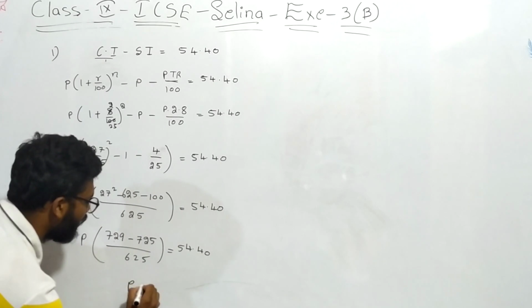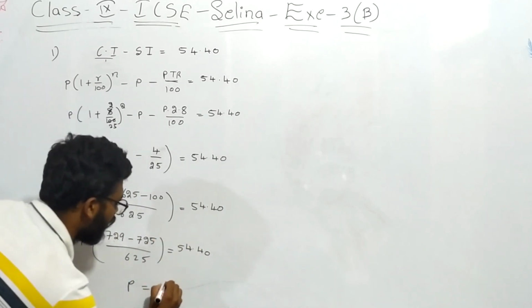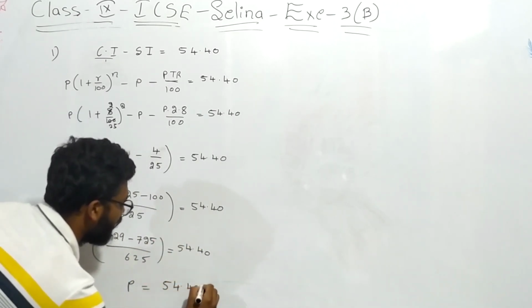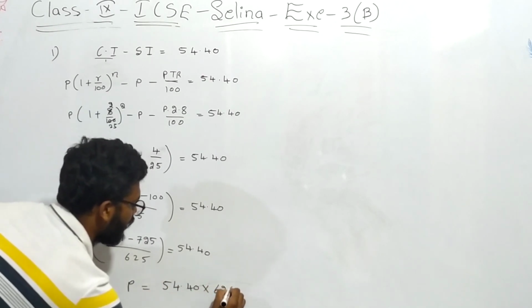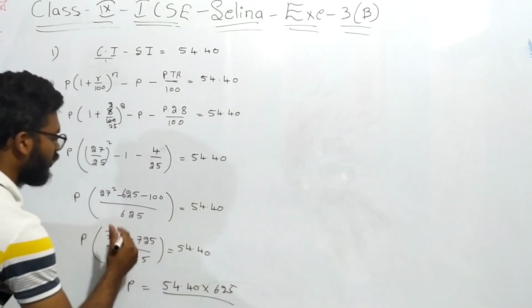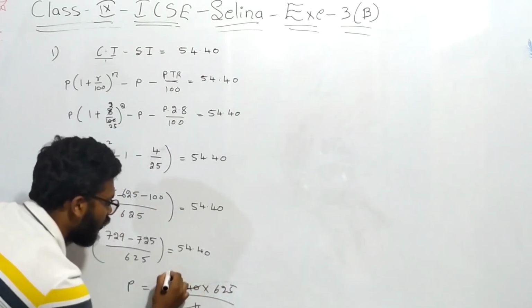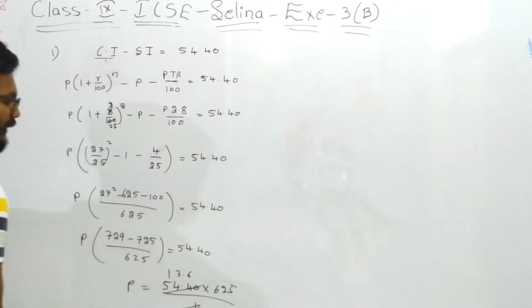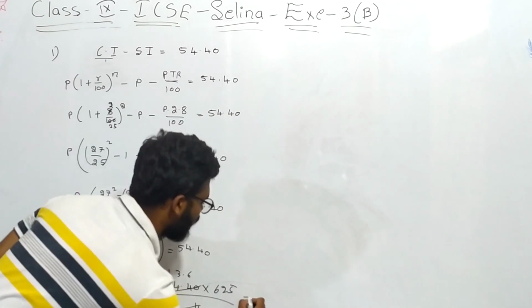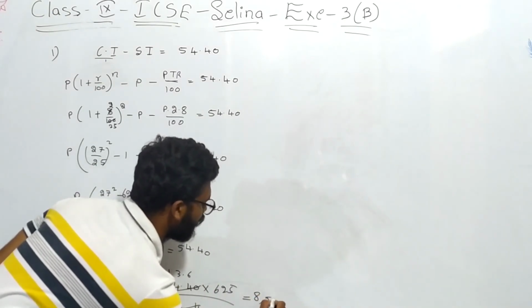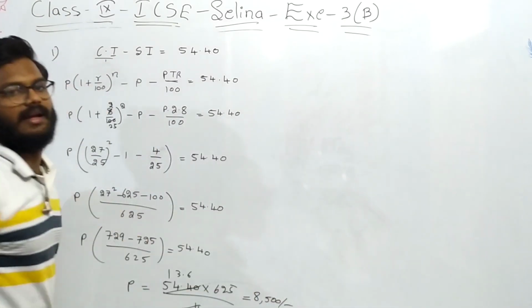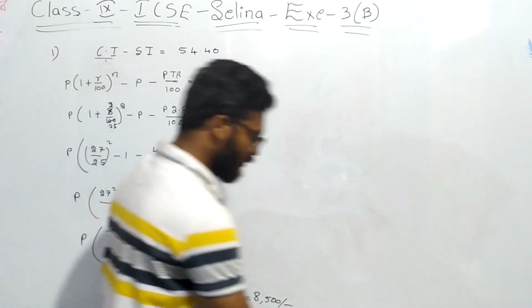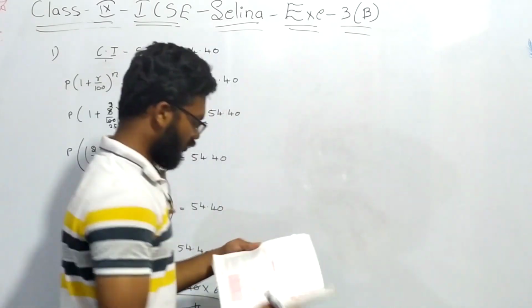So P is equal to, how much will you get? 54.40 into 625 by 4, the difference is 4. 4 1s are 4, 4 3s are 12, 24, 4 6s are 24. So 13.6 into 625. To multiply this, you will get 8,500. So next, the second one.